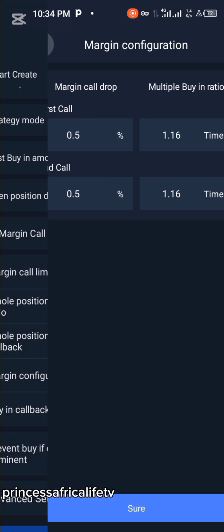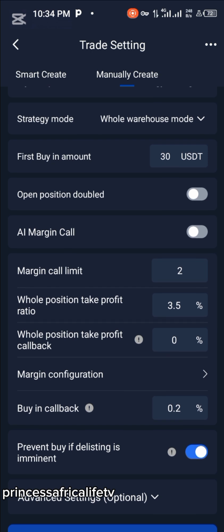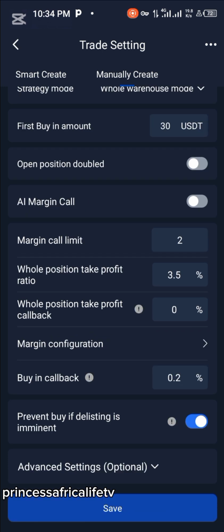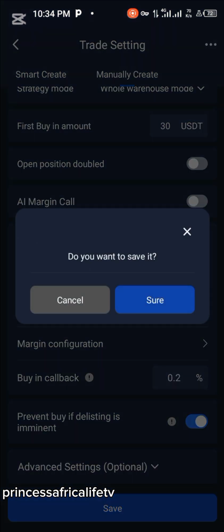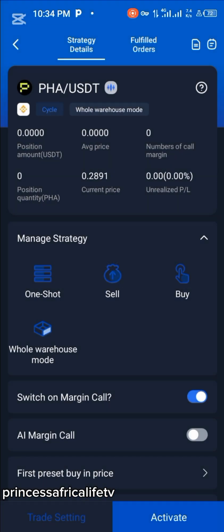So it's good. You can do that and save in your bot, and then whenever you want to use it, you can always change this first buy. You can as well change this margin call limit. You can do 3 margin calls depending on your analysis. All right, so whenever you are done, you click save. Are you seeing it is saved now? So you can activate if you have the money in your system to buy.